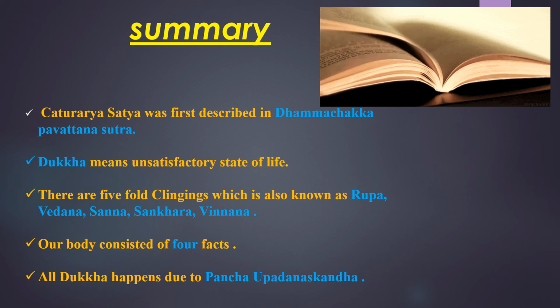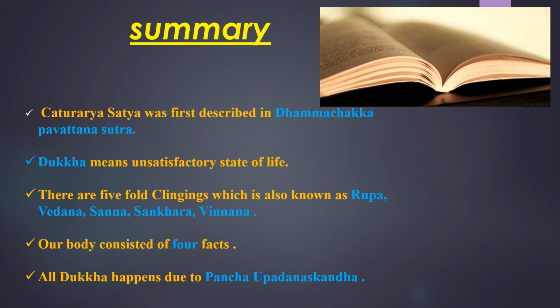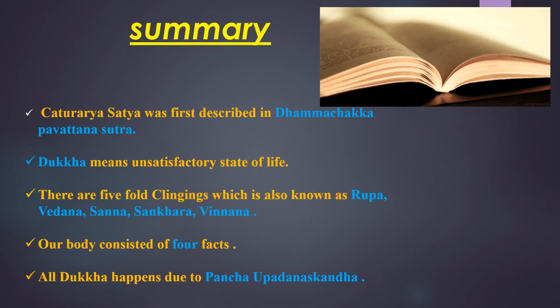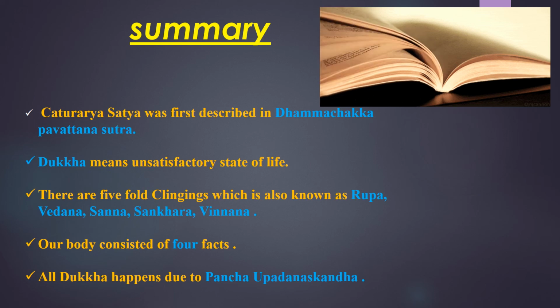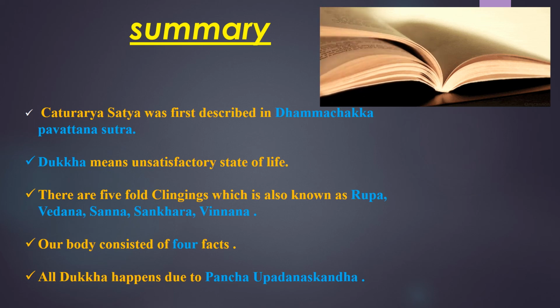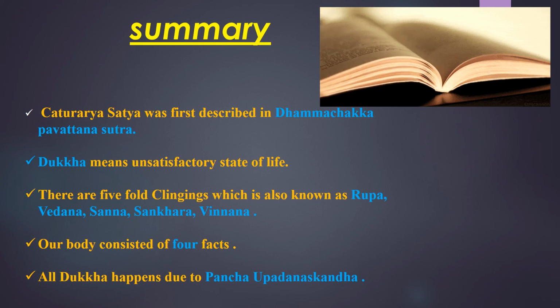And we also discussed Dukkha. The definition of Dukkha means unsatisfactory states of life. And also we discussed the fivefold clingings, which are also known as Rupa, Vedana, Sanna, Sankhara and Vinnana. And our body consists of four elements: Pathavi, Apo, Tejo and Vayo. Also we discussed the causes and effects of Dukkha. So I hope you all understood the lesson very well.